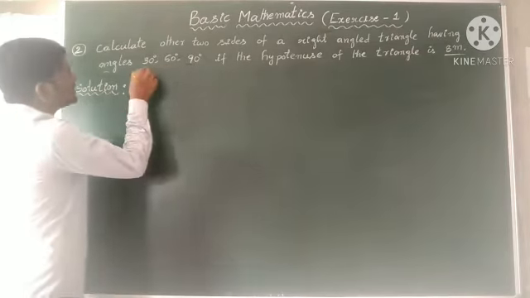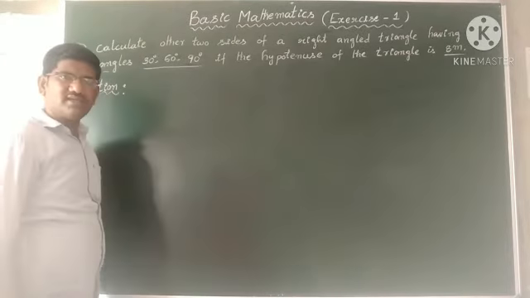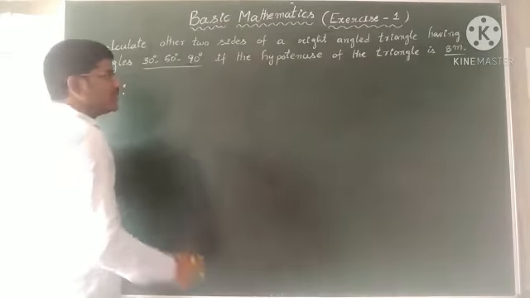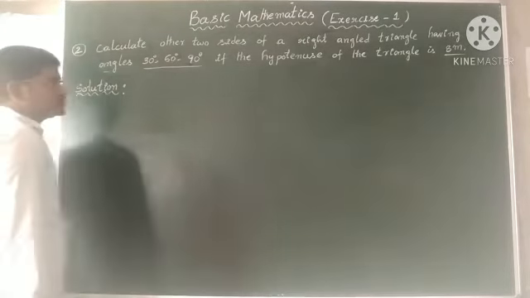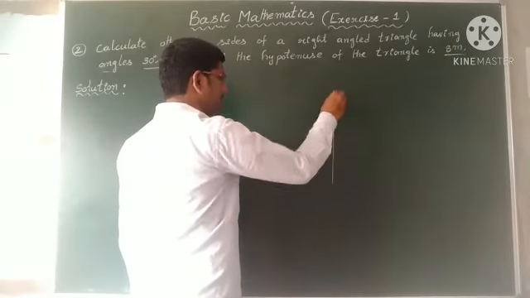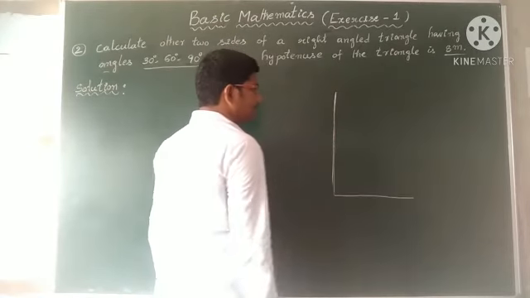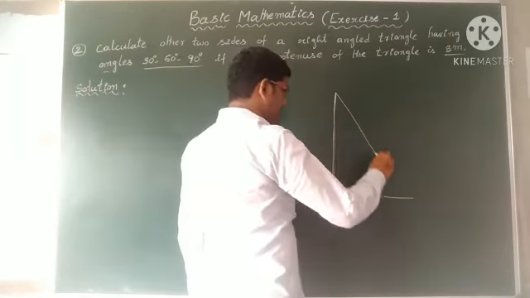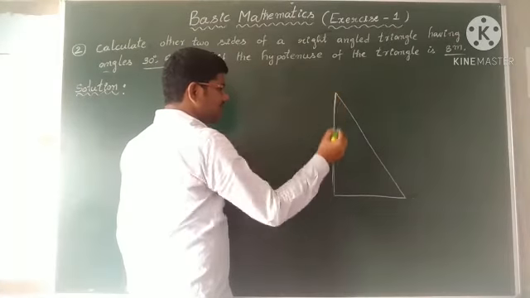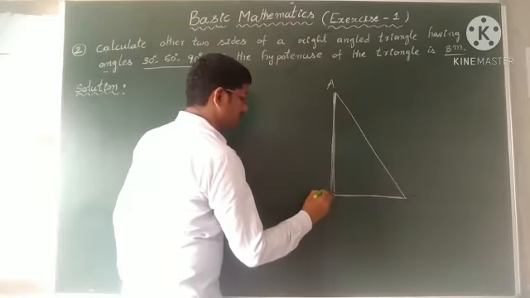So we have to take a 30, 60, 90 degree right angle triangle. One angle is 90 degrees. So I am considering the triangle according to the data. Okay students, so I am taking this 30, 60, 90 degree triangle. And see, this is my triangle.